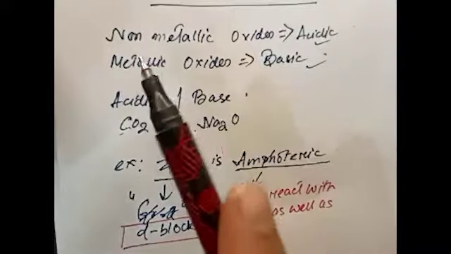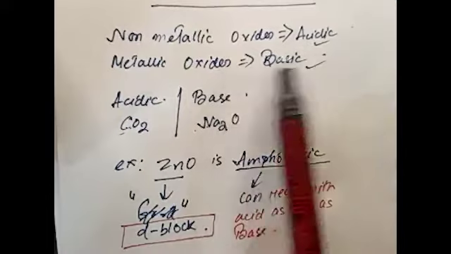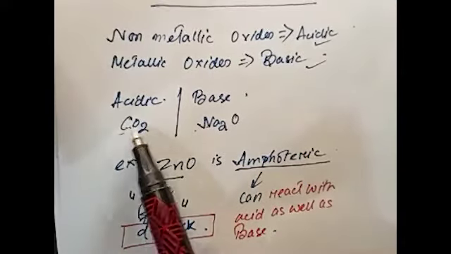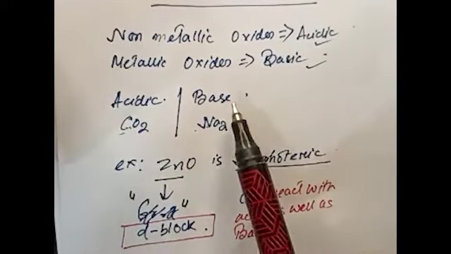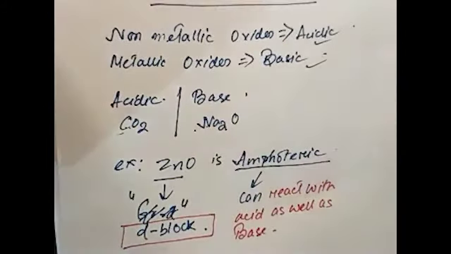Starting with oxides, non-metallic oxides are acidic and metallic oxides are basic in nature. Acidic oxides, for example, carbon dioxide, which is a non-metal oxide, and basic oxides, for example, metal oxides, are basic in nature.